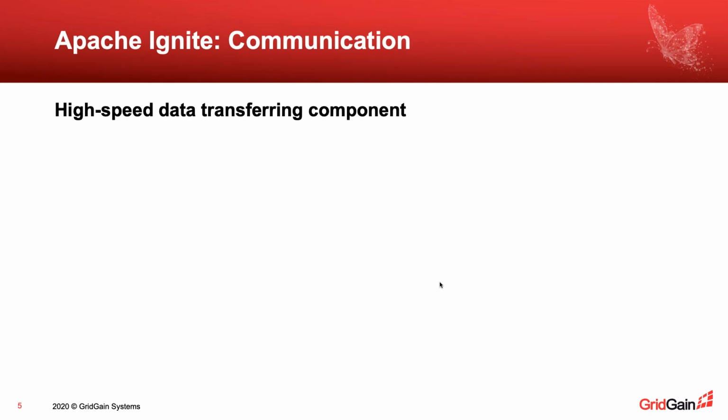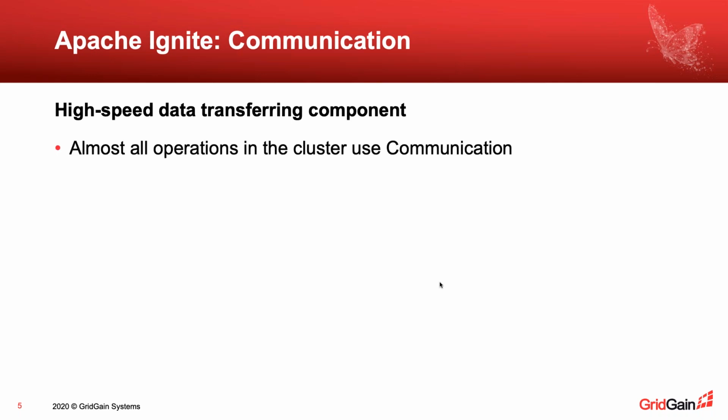So in Apache Ignite, there is a component that's called communication. And this communication component is what implements high-speed data transferring in the cluster. Almost all operations in Apache Ignite use communication. Anything that you can imagine calling from public API, say key value data access, SQL data access, distributed computing jobs, all of that will underneath use communication as its networking layer, as its data transfer layer.